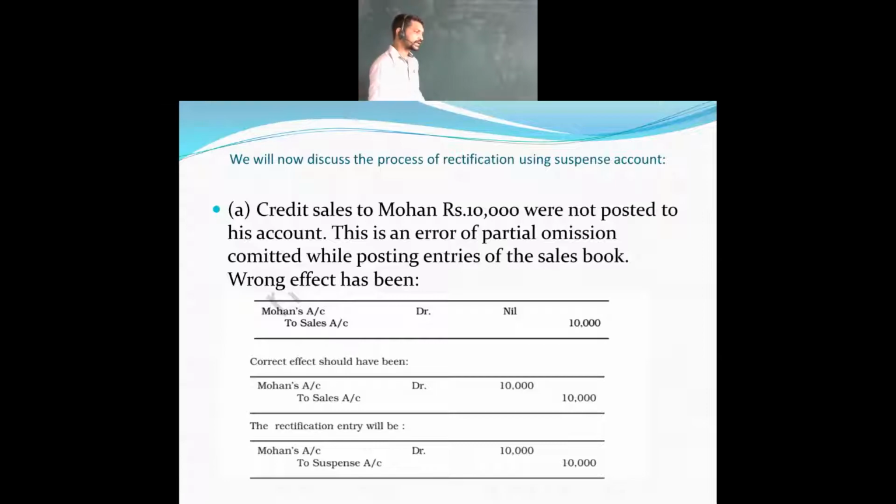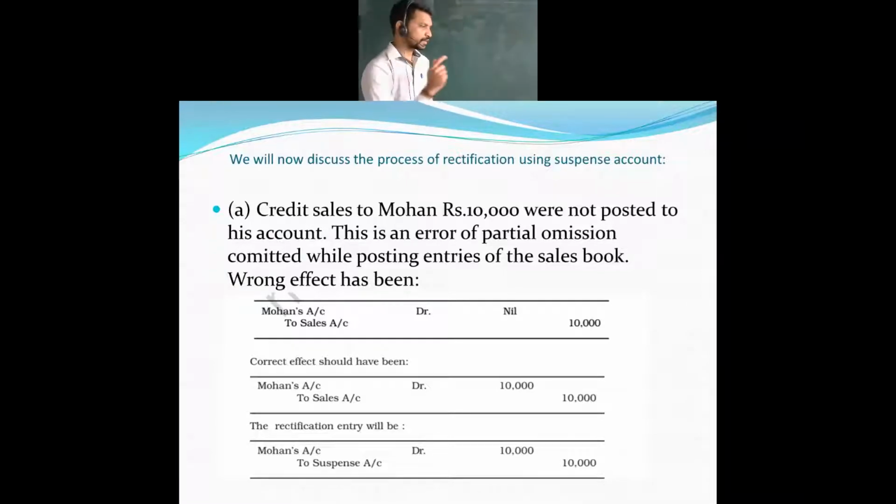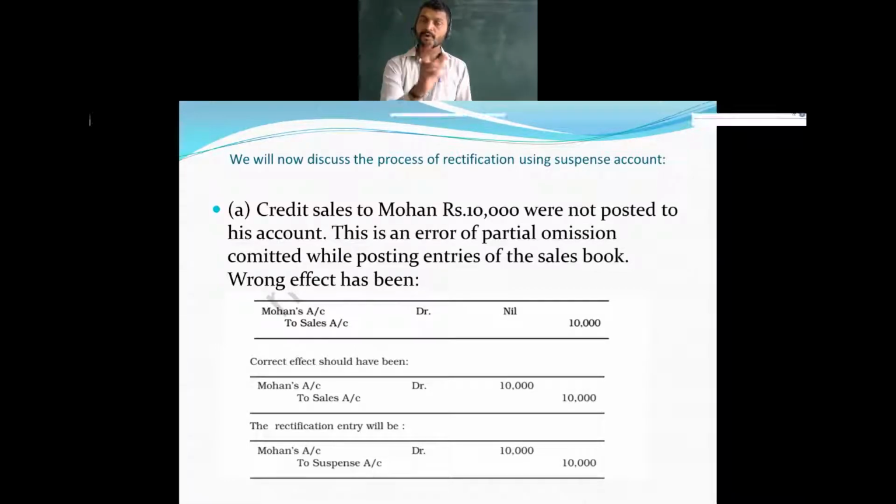So this is an error of partial omission committed while posting entries to the sales account. They have not posted the journal entry of the sales to Mohan. That is where the entry went wrong. So what was the wrong effect? Here, Mohan's account, debtor to sales account, the amount is nil. It means the amount is not posted in his ledger account.